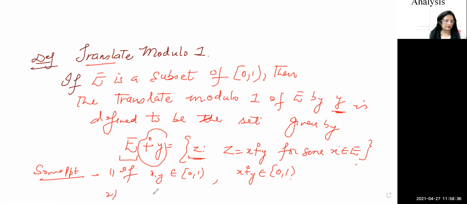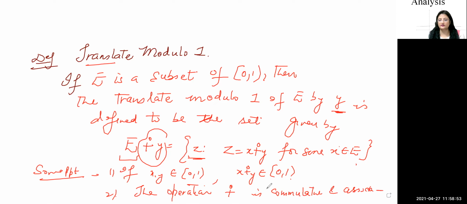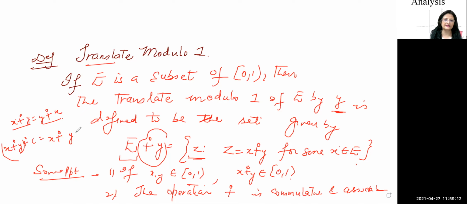This is number one. Number two, this operation is commutative and associative. So what does it mean? Commutative means x plus y is equal to y plus x under sum modulo 1, this is how we represent it. And in associative, if we have three elements, you can write it like this, in this form. So this is our property number 2.